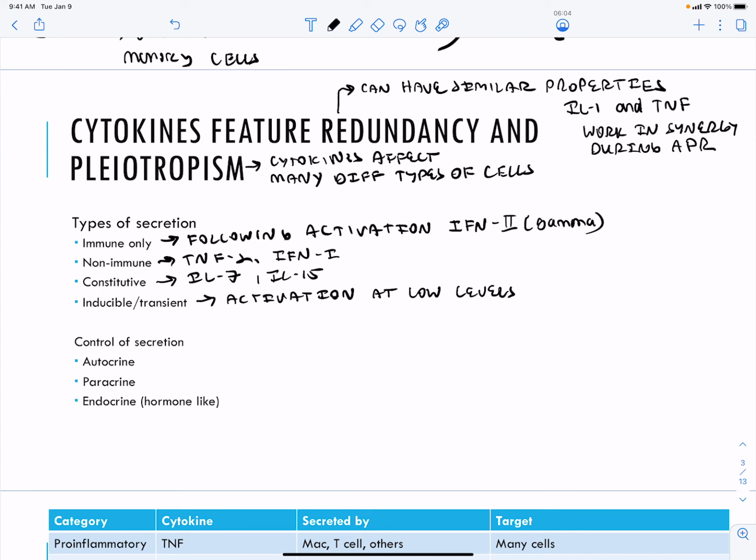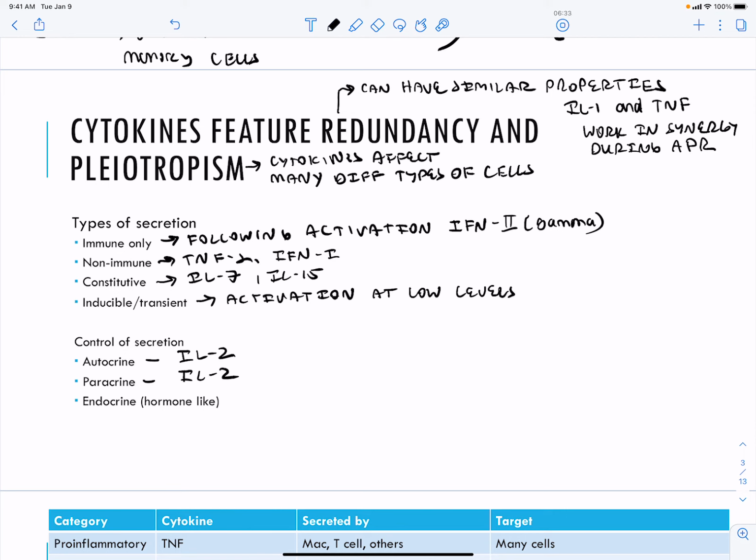Now, control of the secretion can be autocrine. And so an example of this is IL-2. T cells will make IL-2, and then IL-2 will feed back on the same T cell, or paracrine. IL-2 is another example of this. So a T cell makes IL-2, it's autocrine, but it also works with the neighboring cells and can be paracrine.